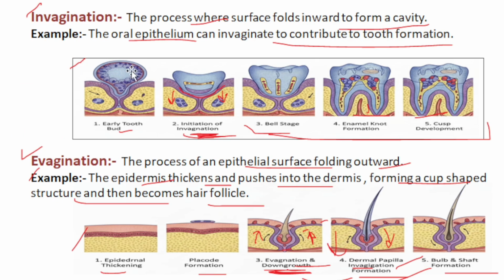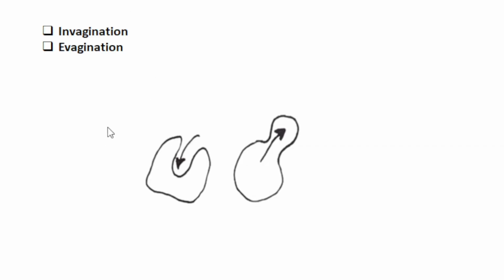Then invagination, the process where the surface is folded inward and forms a cavity, is called invagination. And evagination, the process where the epithelial surface is folding outward, is called evagination. So I revised again all of these terms that I described now.